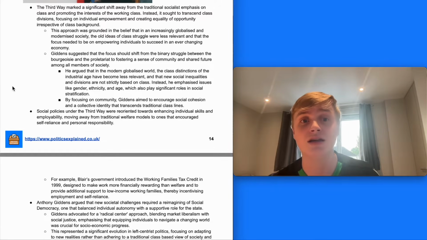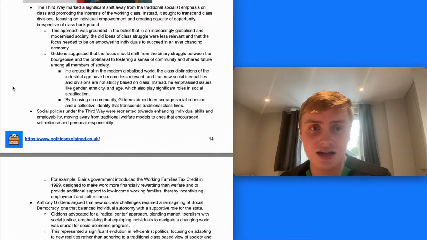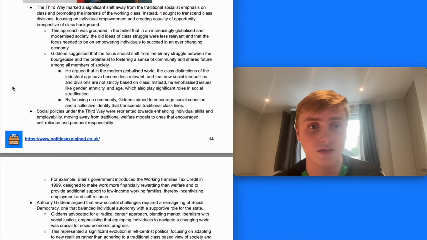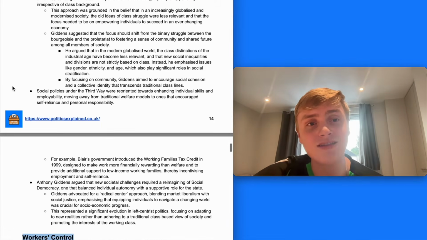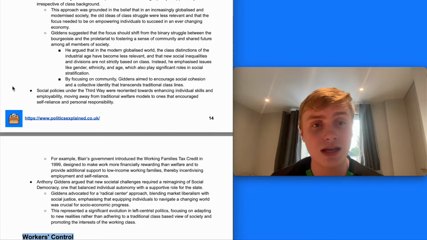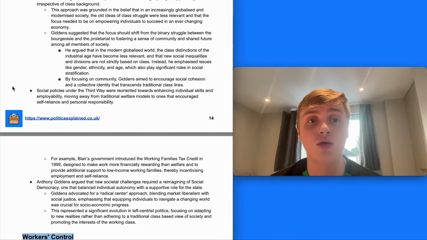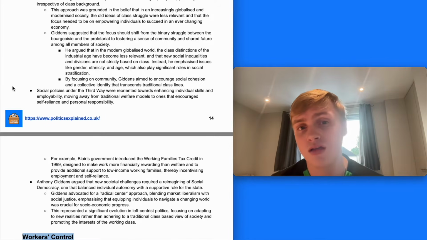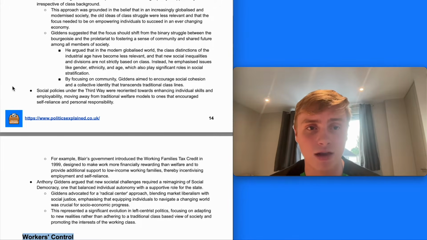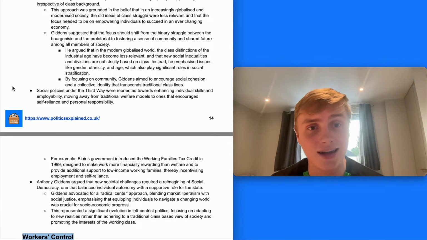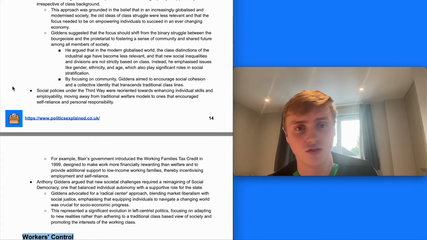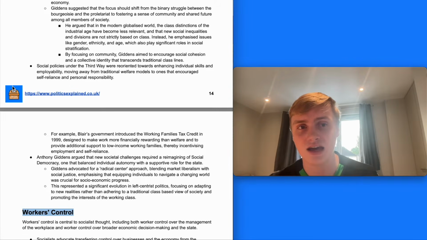And this is grounded in the belief that in an increasingly globalized and modernized society, the old ideas of class struggle are no longer relevant, and we instead need to focus on empowering individuals. So instead of focusing on class oppression, Giddens believed that the focus should be shifted to fostering a sense of community and shared future for all members of society. And he argued that the class distinctions of the past are no longer relevant, and actually other divisions are more important, such as gender, ethnicity, and age, which also play important roles in societal stratification. So you can't just simply understand society as fundamentally based on class oppression anymore.